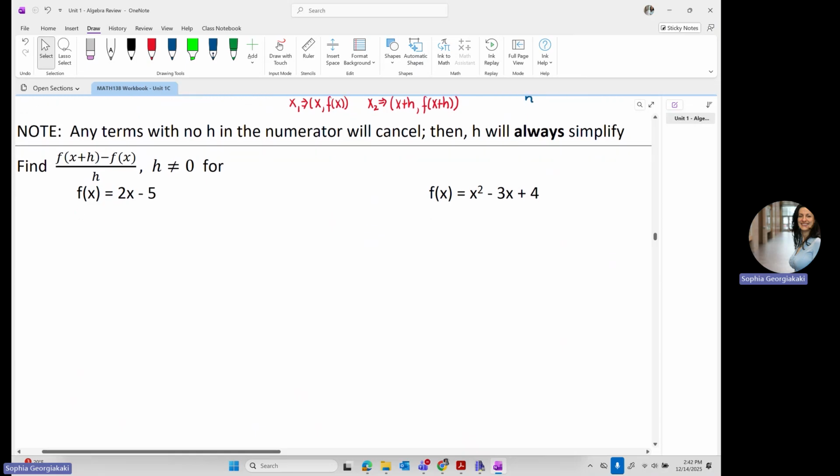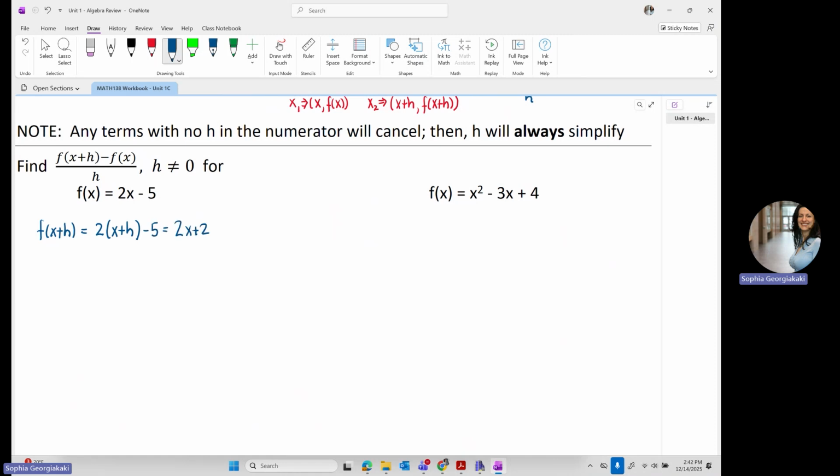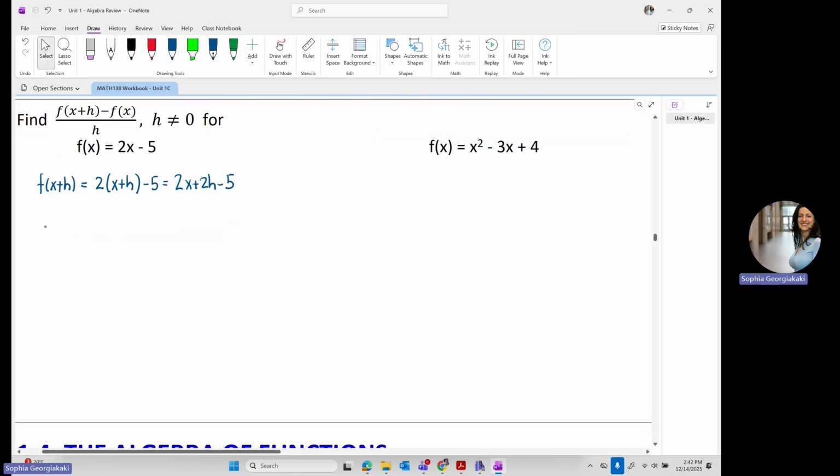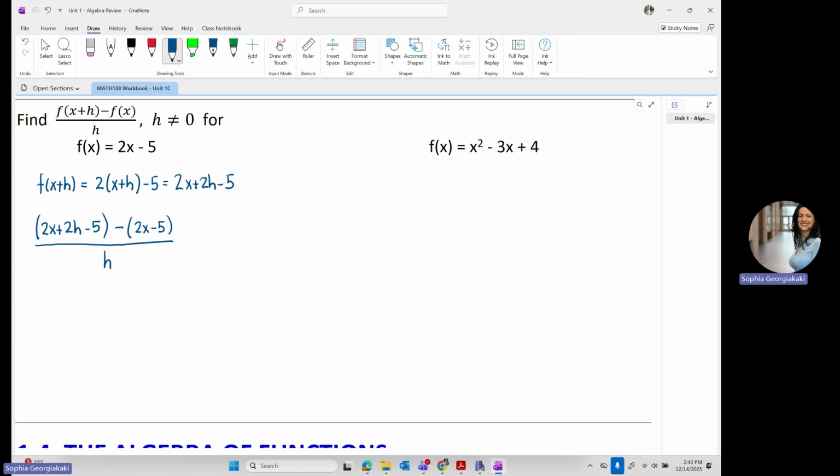Let's do some examples. If f of x is 2x plus 5, in the numerator I need to know f of x plus h. That will be 2 times (x plus h), remember, when you are substituting x with x plus h, you have to use parentheses, plus 5. So you want to distribute: 2x plus 2h plus 5. And then you want to write the expression of the numerator, which is f of x plus h minus f of x. Every time you substitute in algebra, you have to remember to use parentheses, divided by h.